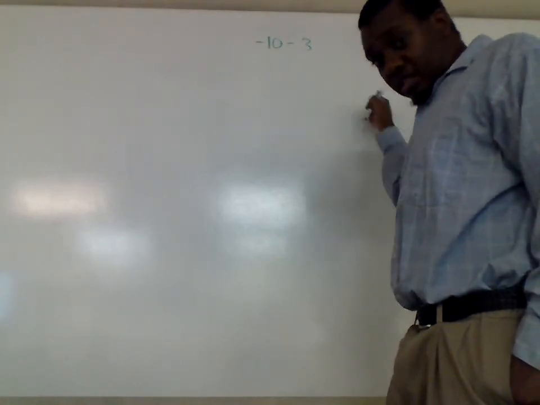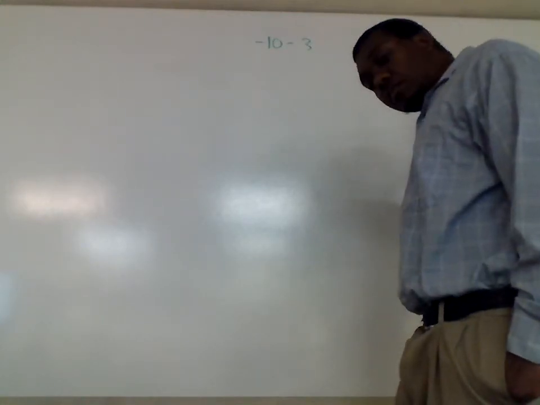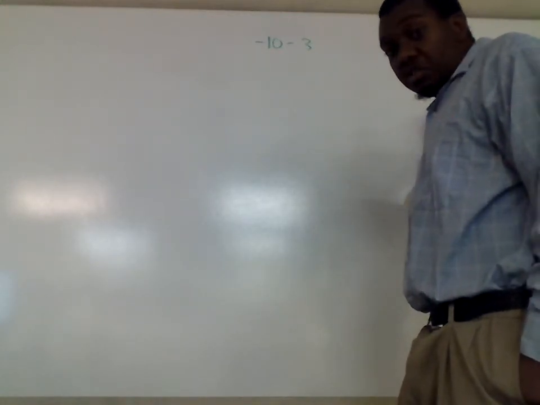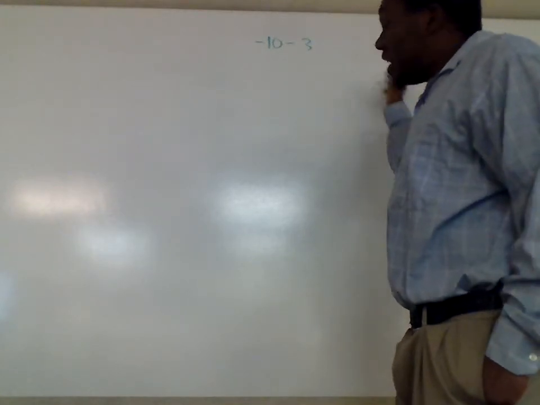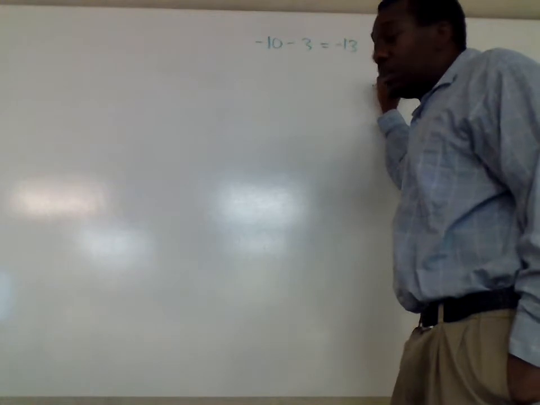Well, to get from negative 10 to 0 is 10, and to get from 0 to 3 is another 3, so that's 13 in total. And we're looking at it in a negative direction, so it's going to be negative 13.